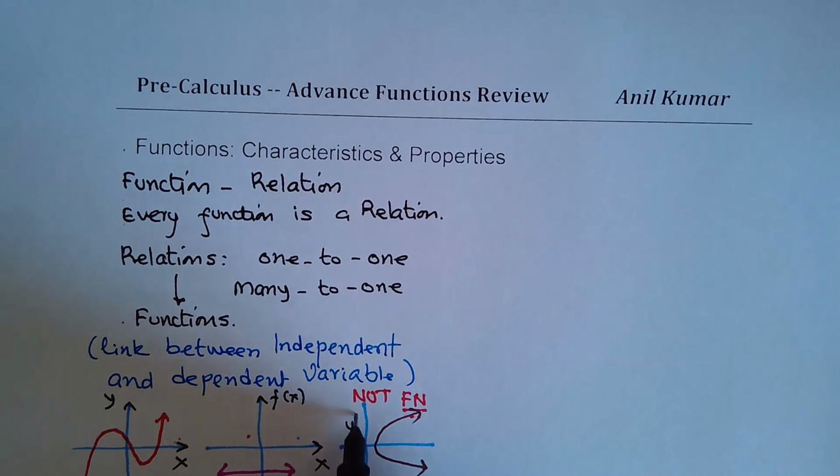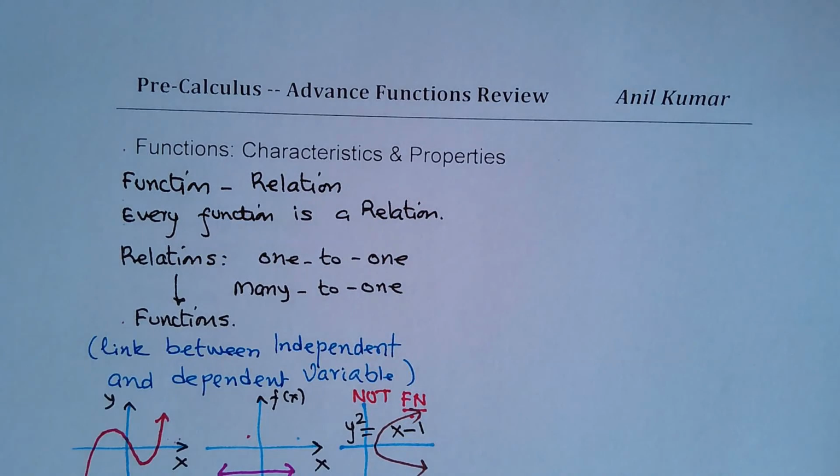Is that clear? The equation of this is not y equals x squared, but something like y squared equals x. Since we have moved some unit, let's say 1 to the right, we could say y squared equals x minus 1. So if you see y squared, that means not a function. Is it okay? So let's be very clear about it.